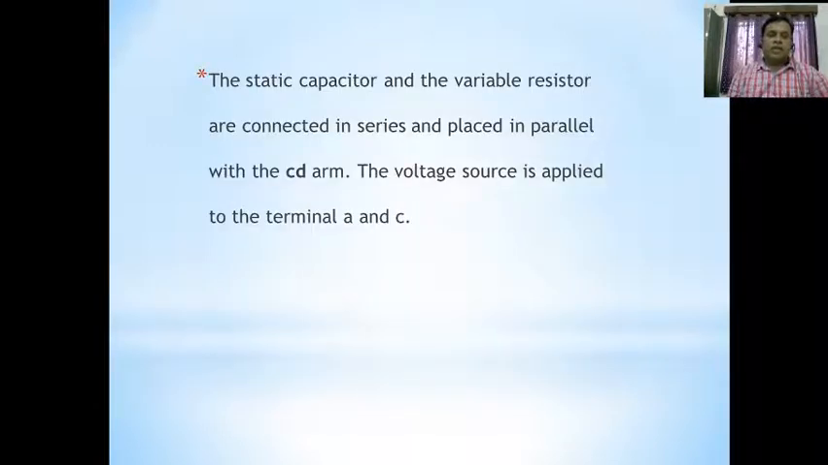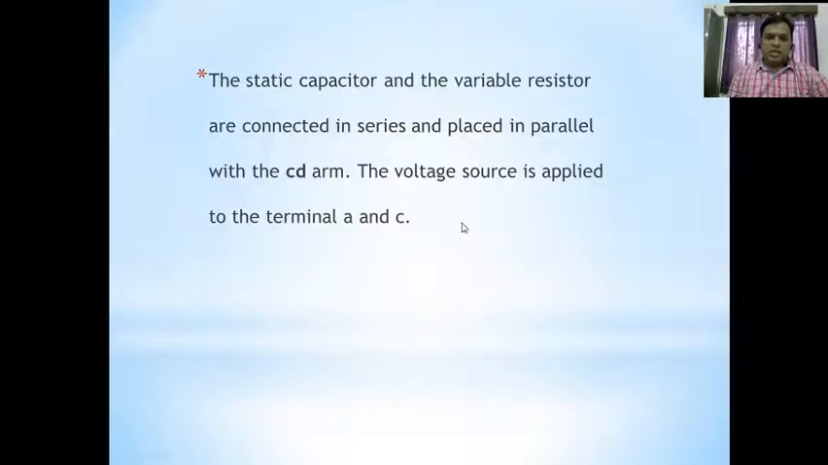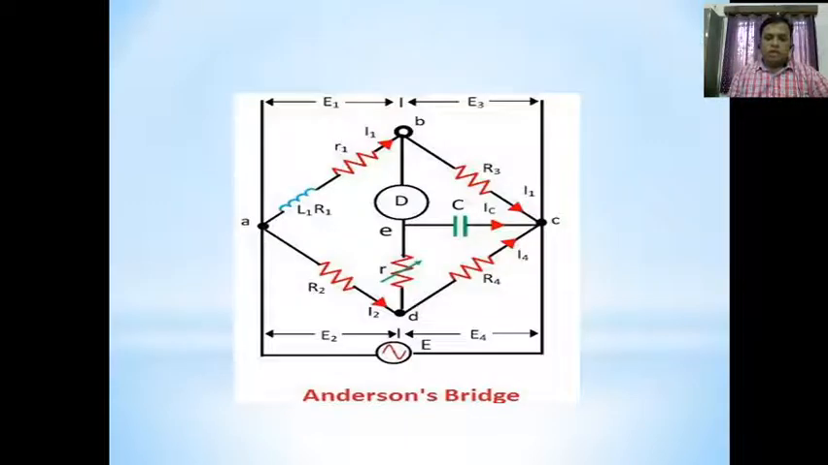The static capacitor and the variable resistor are connected in series and placed in parallel with the CD arm. If you see the figure here, this is the variable resistor, this is the static capacitor. They are connected in series and placed in parallel with the CD arm. So here is the CD arm, and this is parallel. Both are parallel to each other here.